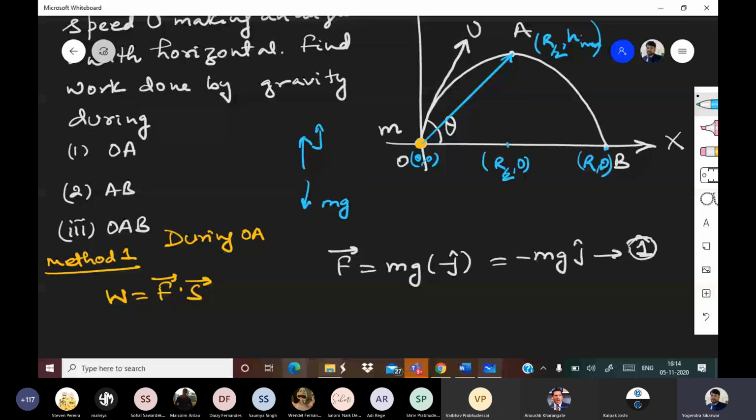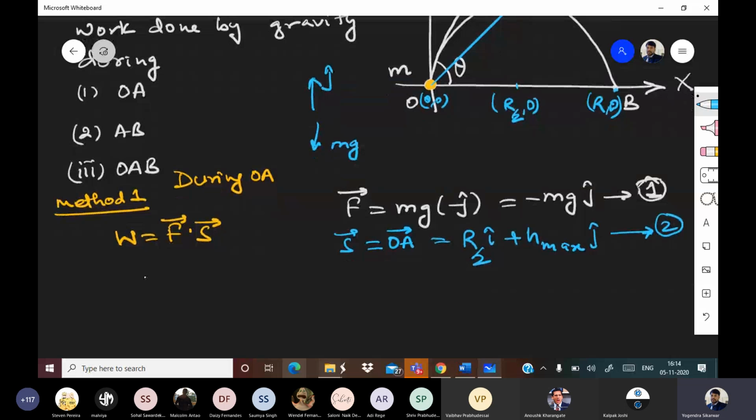Now displacement vector S vector is equal to OA vector, and that is R by 2 I cap plus H max J cap. This is equation number 2. So how much will be the work done? So work done will be F dot S. F is minus mg j cap dot S vector. S vector is R by 2 I cap plus H max J cap.